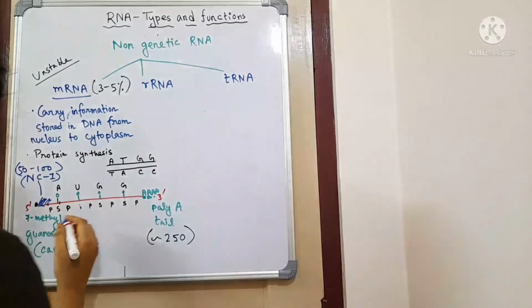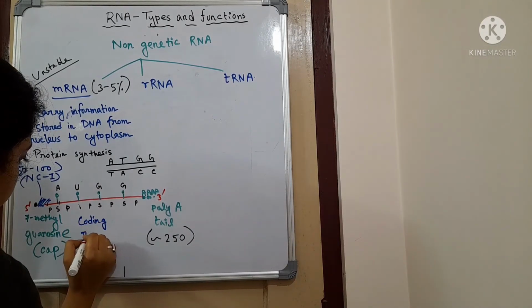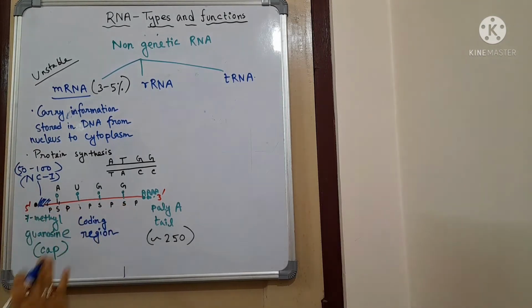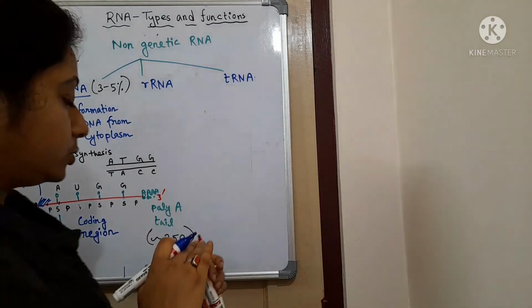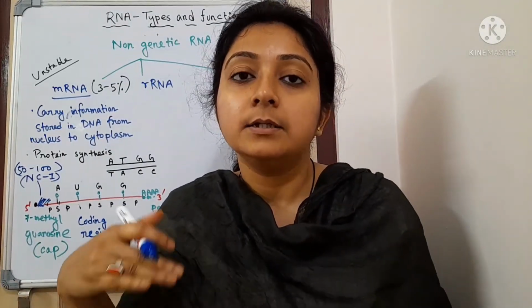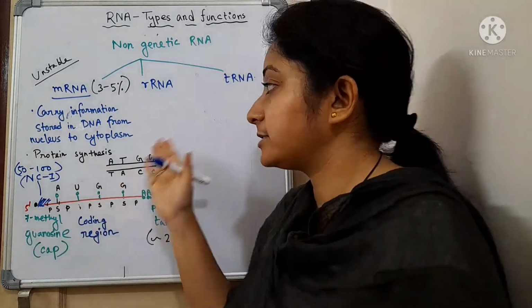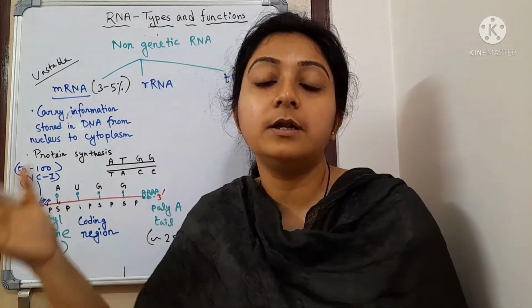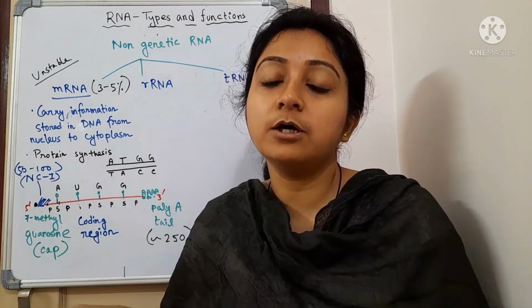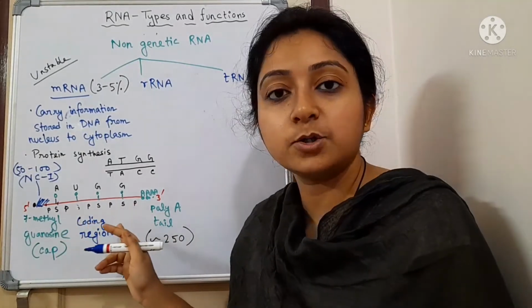So let me write it down here. This is the coding region, where the functional nitrogenous bases will be there which are carrying the information for the specific amino acids. So specific amino acids will come one after another. They will remain attached with each other with the help of peptide bonds, and they will form the protein molecule. So that is why this region is considered as coding region.